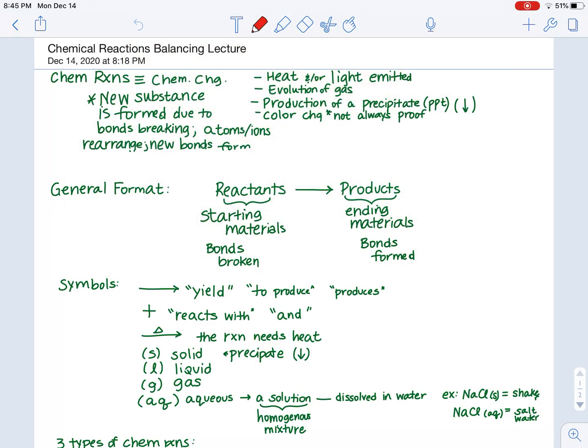Hi! Today's lecture is going to be a continuation from our last, where we started talking about how to write chemical reactions. Today's focus is going to be the last step. How do we balance them? How do we write a chemical equation so that the atoms of our reactants and the atoms of our product are going to be equal in number and type?